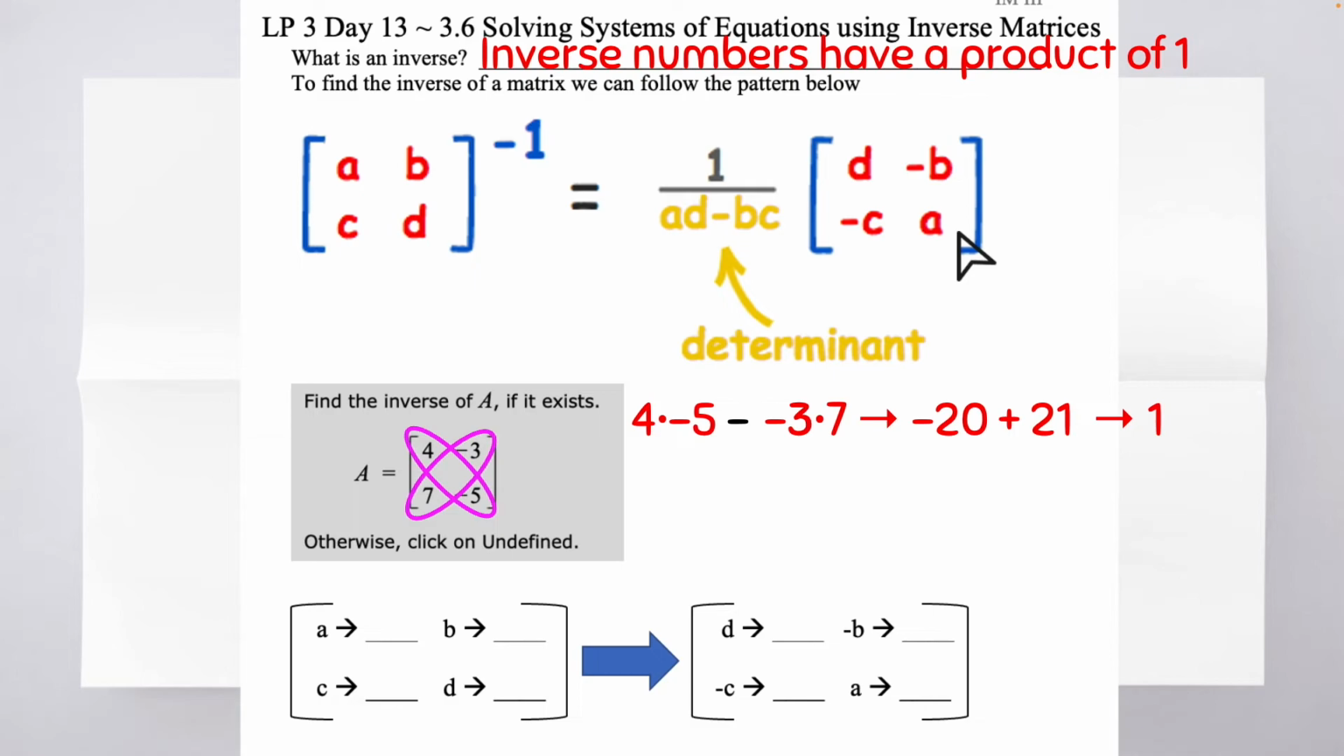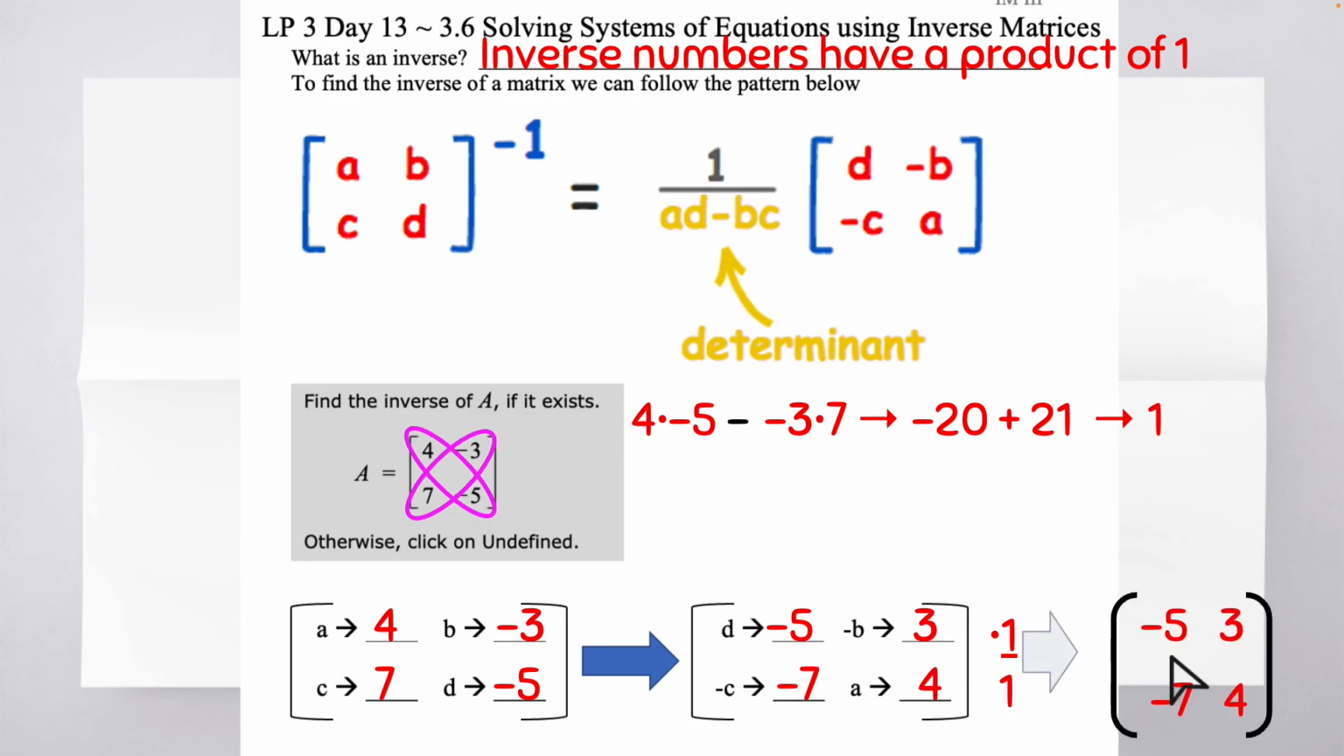Now we're going to take this and go A, B, C, D. This is exactly how they gave it to us: 4, 7, -3, -5. And we're going to switch the order. We're going to swap these. 5 and -4 switch places, as we can see. Then it was -3, now it's +3. It was +7, now it's -7. And because we'd be multiplying by 1 over 1, that doesn't change anything at all. It just stays the same. So the inverse matrix is -5, 3, -7, and 4.